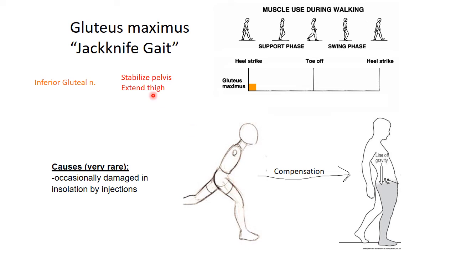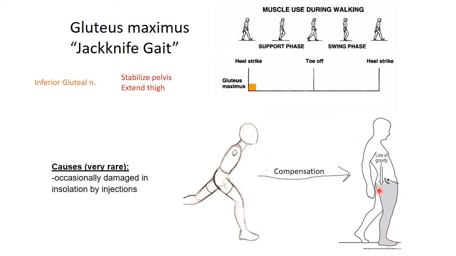This is called jackknifing, and so that's considered the jackknife gait. So when we take a step on the right side and the right inferior gluteal nerve is damaged, we are going to jackknife forward, aka flex forward, because we cannot extend the thigh to stay upright in proper posture. To compensate for that, the patient is going to be leaning backwards, particularly so when they step on the affected side.